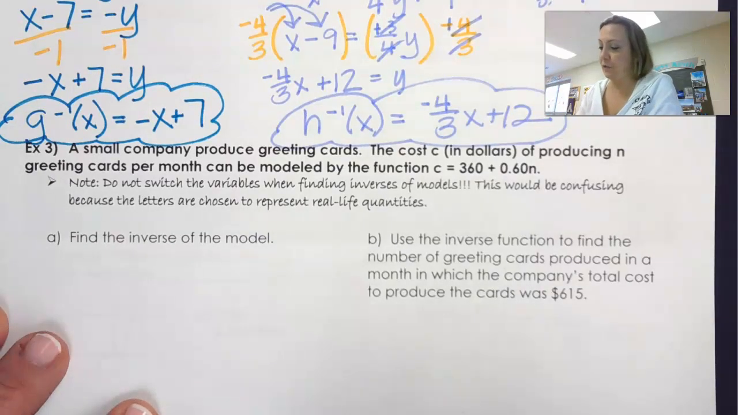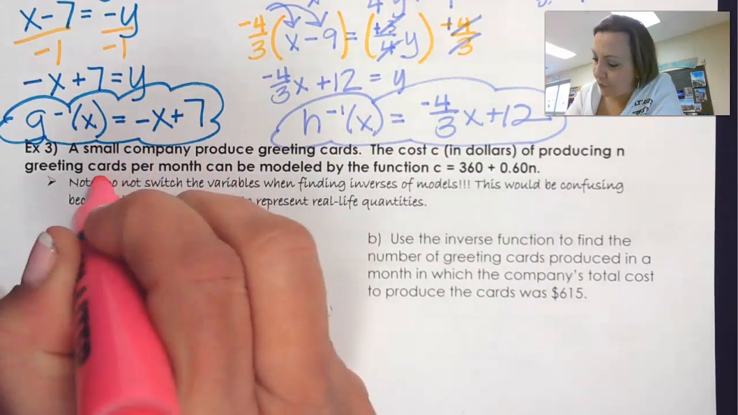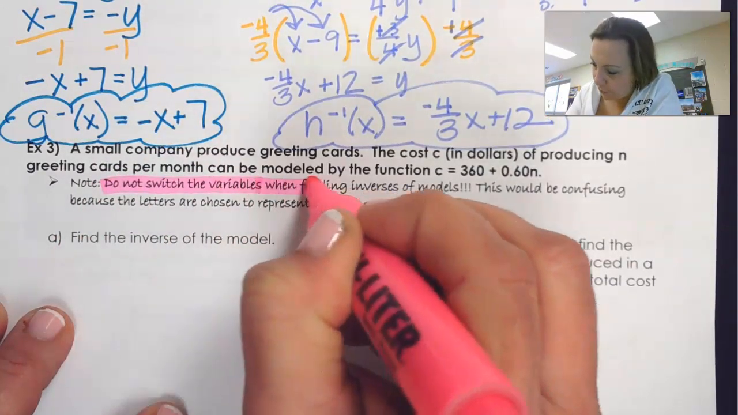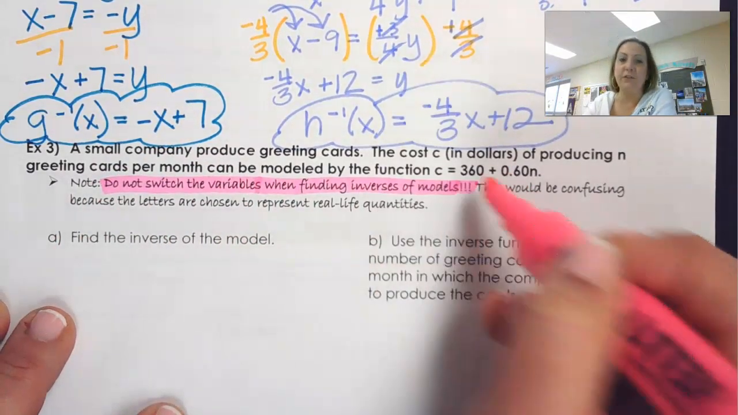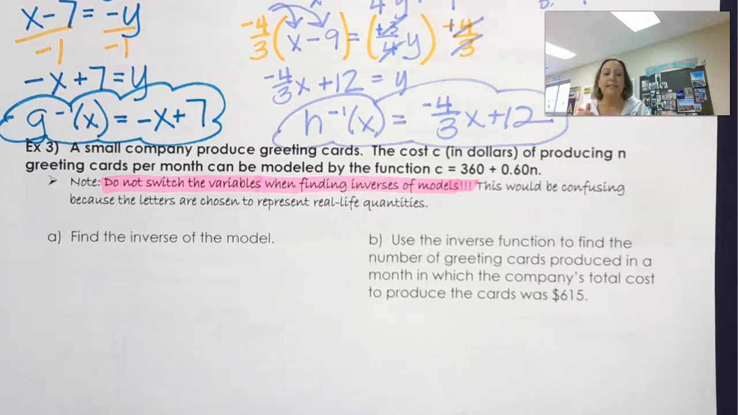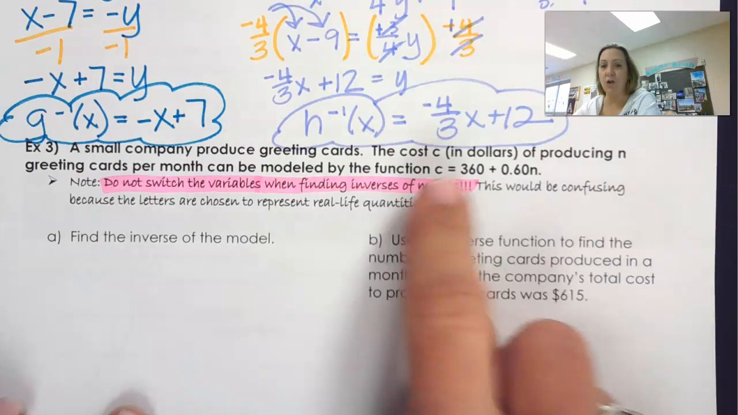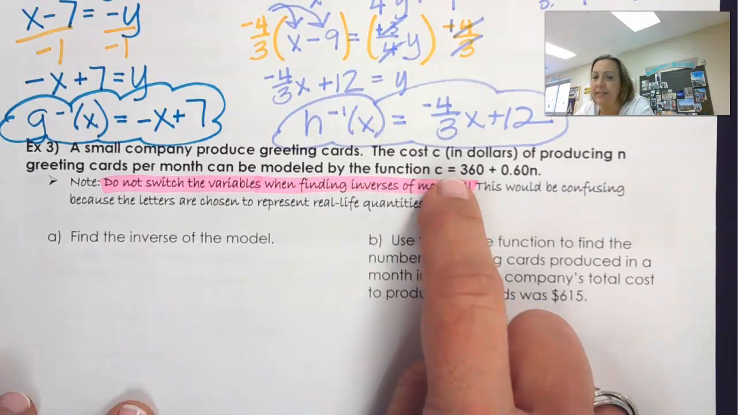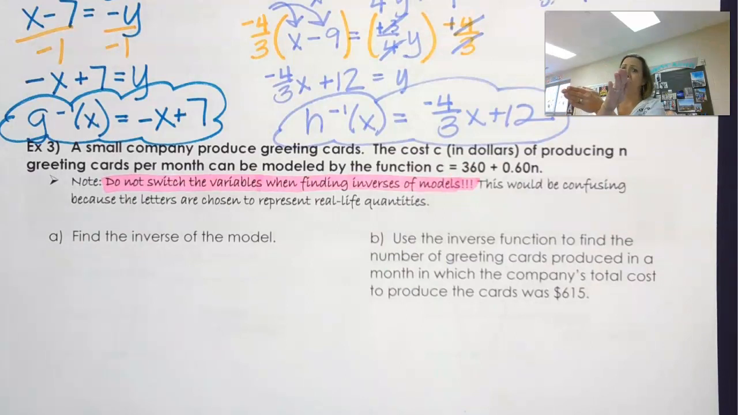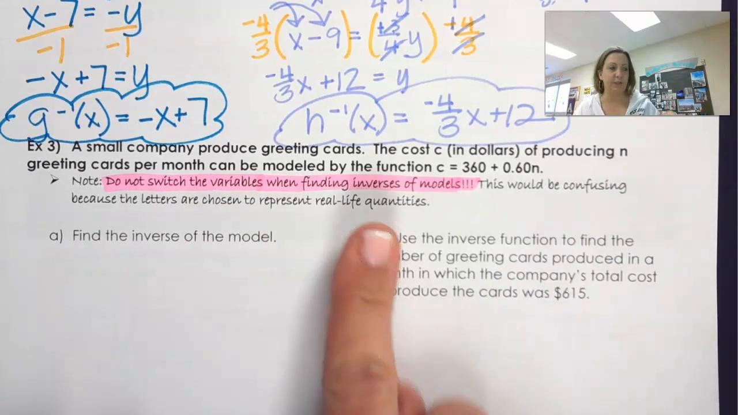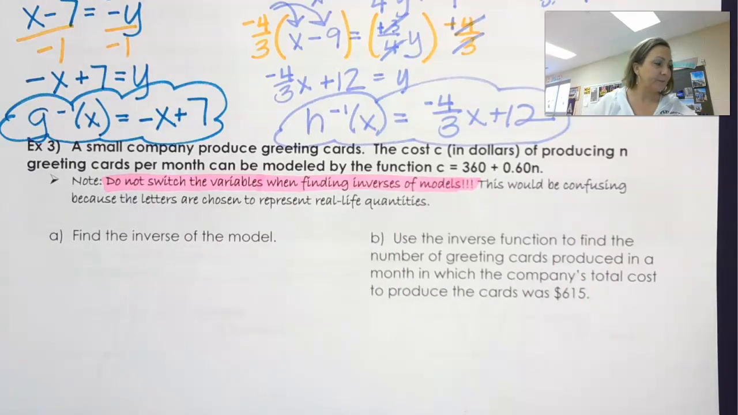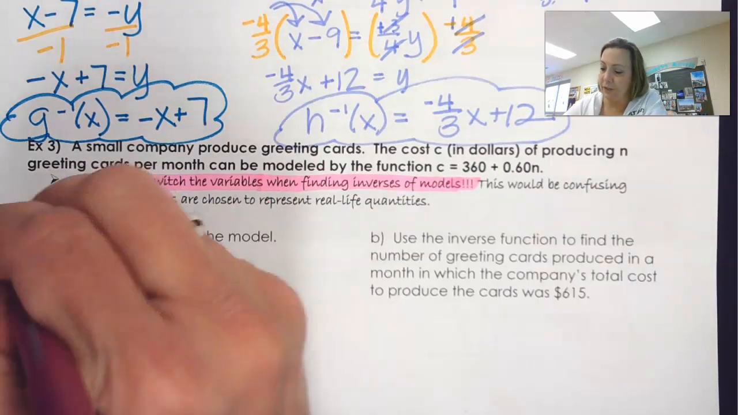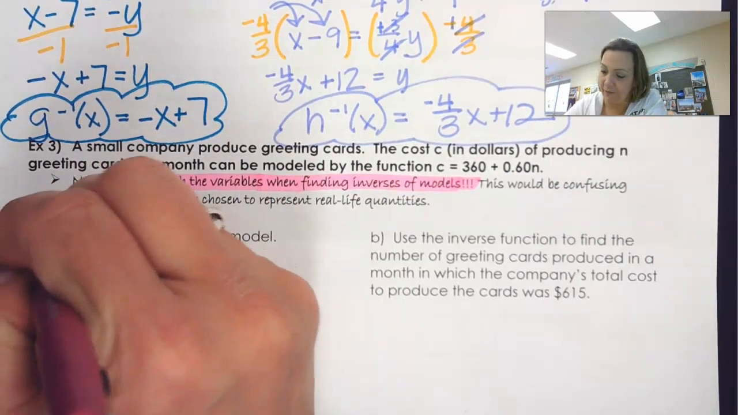Now, one thing I do want to point out is we are not going to switch the variables when we find the inverse of story problems, okay? Let's think about it. Here, C represents cost in dollars and N represents the number of greeting cards. If we mix those up, we're changing the meaning of each of those variables, okay? So this would be confusing because the letters are chosen to represent real life quantities. So then how would we do that? When we find the inverse of the model, what we're going to do is keep our variables.